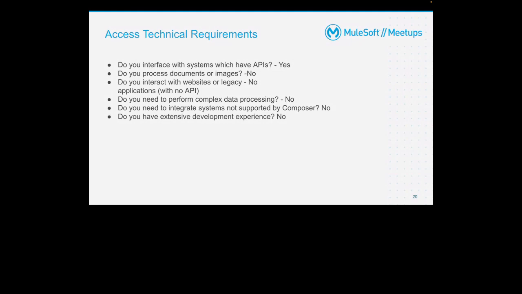Your fourth question would be: do you need to perform complex data processing? As said, it is no. If this was yes, then I would have definitely gone with Anypoint Platform, because Anypoint Platform gives us very granular control over how many vCores I want, what kind of data processing I have to do, and I can customize the input and the output data for my systems.